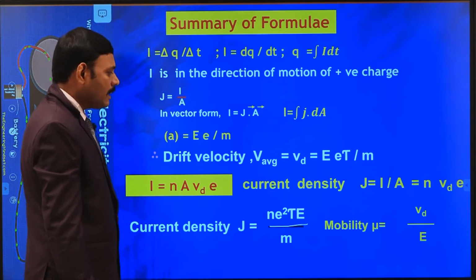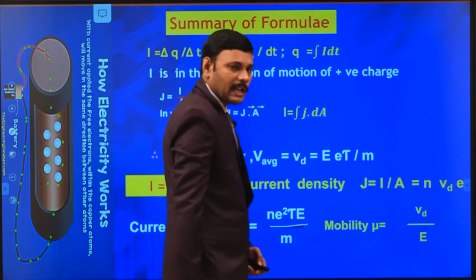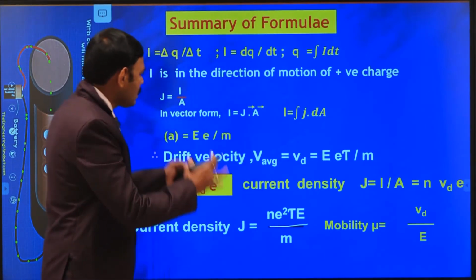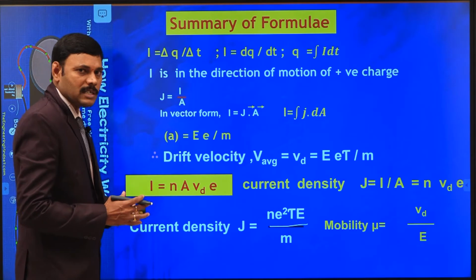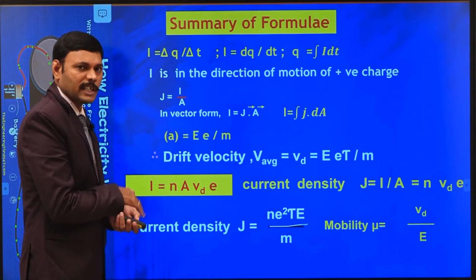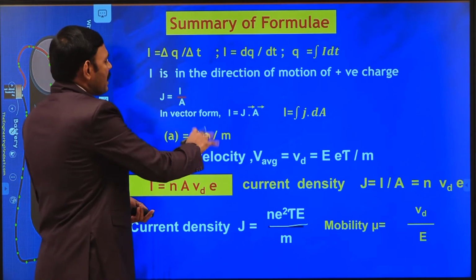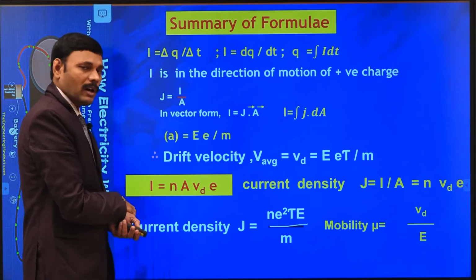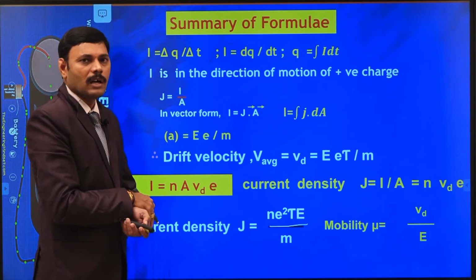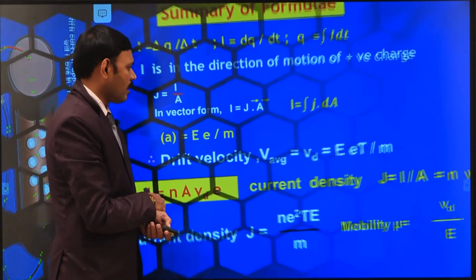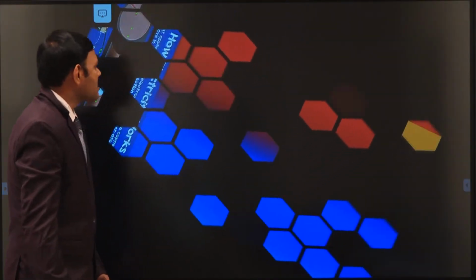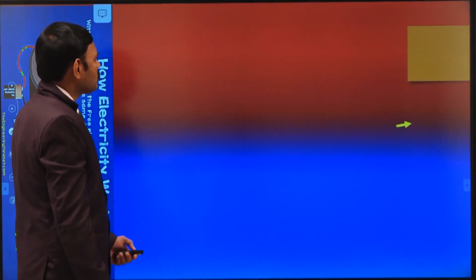And mobility is drift velocity per unit electric field, Vd by E. Students, these are the formulas that we discussed in this concept. I revised and summarized all these expressions. We know the meaning of each and every term in these formulas. Next we move on to the numericals based on these formulas. So let us consider the first problem, students.